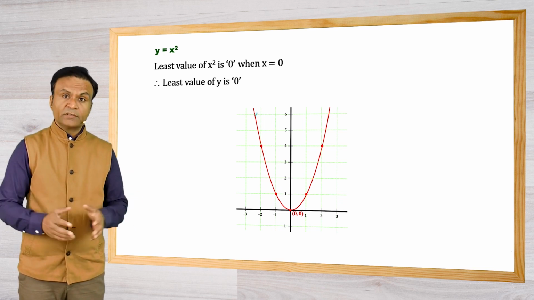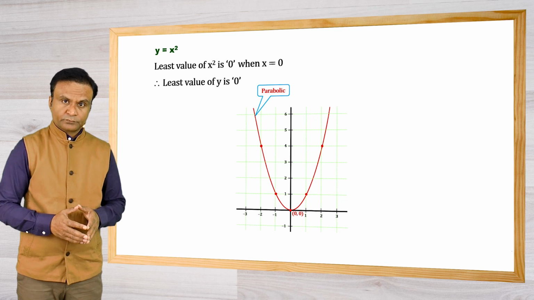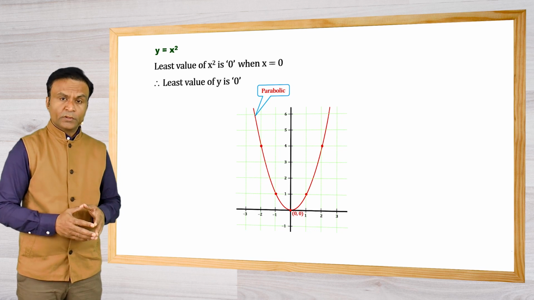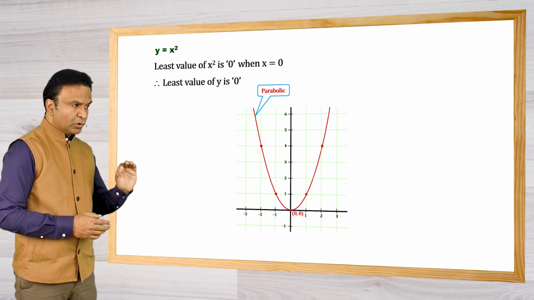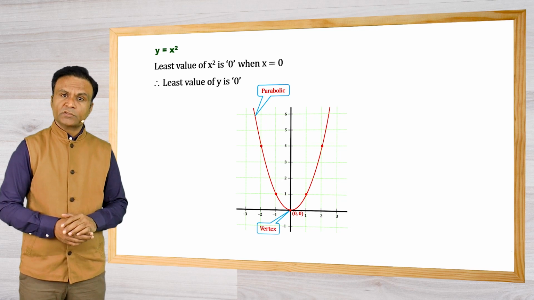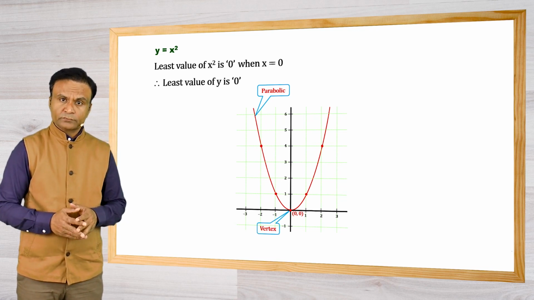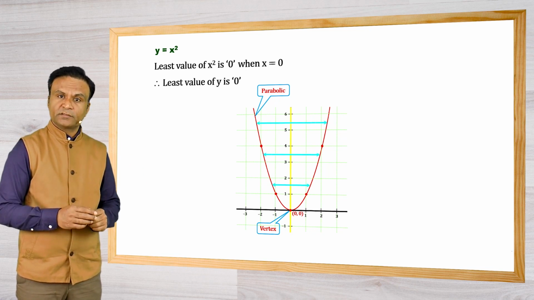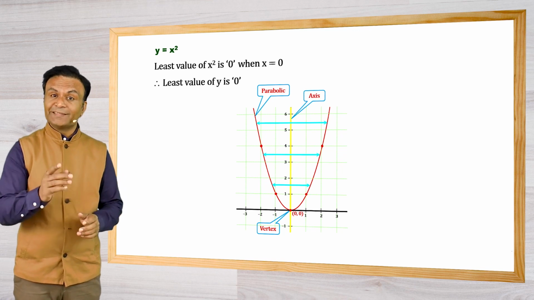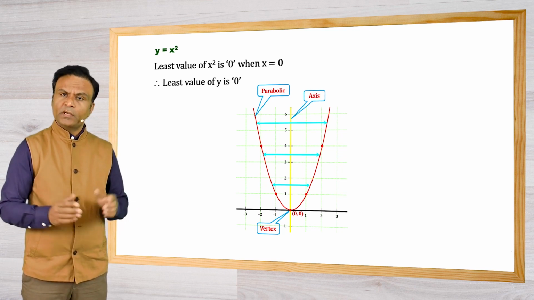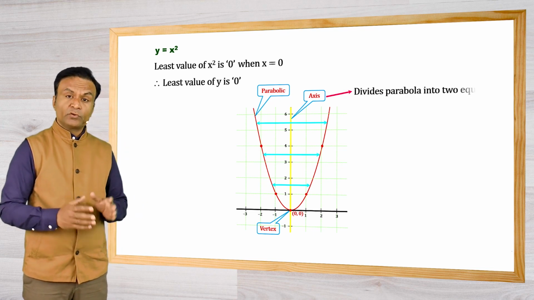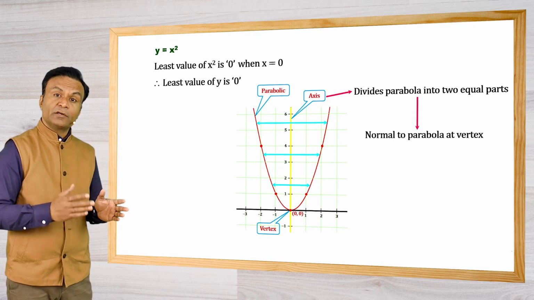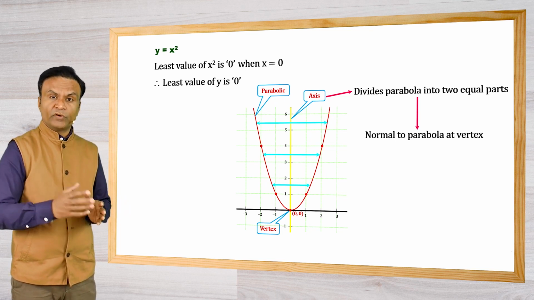This type of shape is called a parabolic shape. In fact, the graph of a quadratic function is always a parabola. Here (0, 0), which is the lowest point on the graph, is called the vertex of the parabola. Also, the graph is symmetrical about the y-axis. Here the y-axis is called the axis of the parabola. The axis of the parabola divides the parabola graph into two equal parts. Also, the axis of the parabola is normal to the parabola at the vertex.